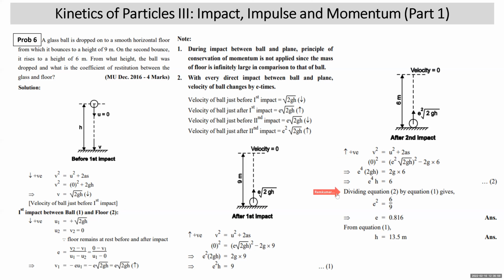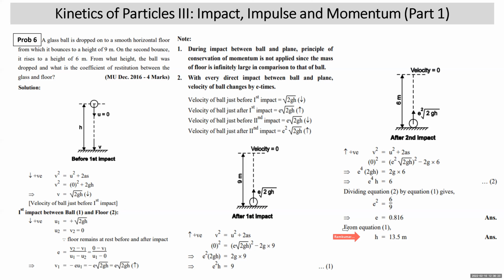Dividing equation number 2 by equation number 1 gives e squared is equal to 6 by 9, or e is equal to 0.816. Once you get the value of e, you can put the value in equation number 1 or 2 and get the value of h. So the coefficient of restitution in this problem has come out to be 0.816, and the height from where the ball was dropped is 13.5 meters.